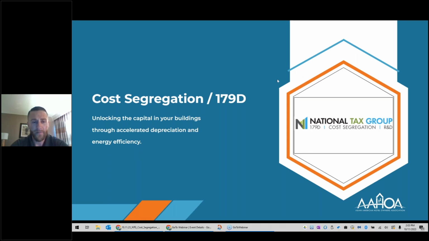So again, as we've mentioned, the two topics I'll be speaking on are cost segregation and the 179D deduction. Both are related to accelerated depreciation, and 179D is a lesser known tool for tax depreciation, but it's all in regards to energy efficiency in your buildings, which as hoteliers, one of the biggest things is always trying to make sure your building is operating efficiently to lower your bills and lower your energy consumption. So we'll go a little bit more into that a little bit later.